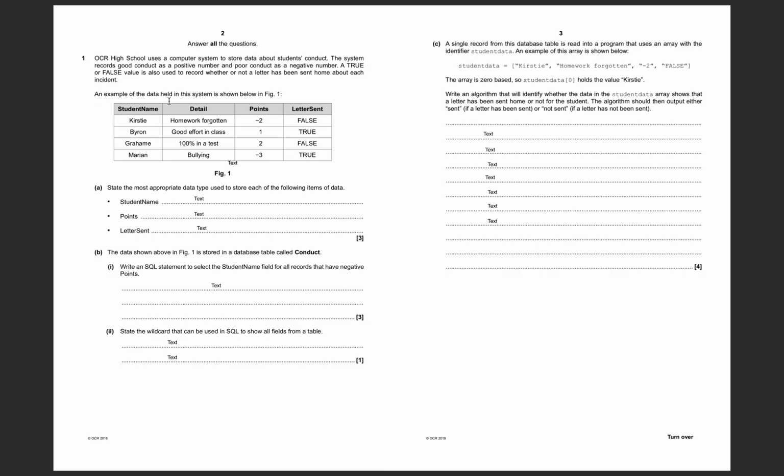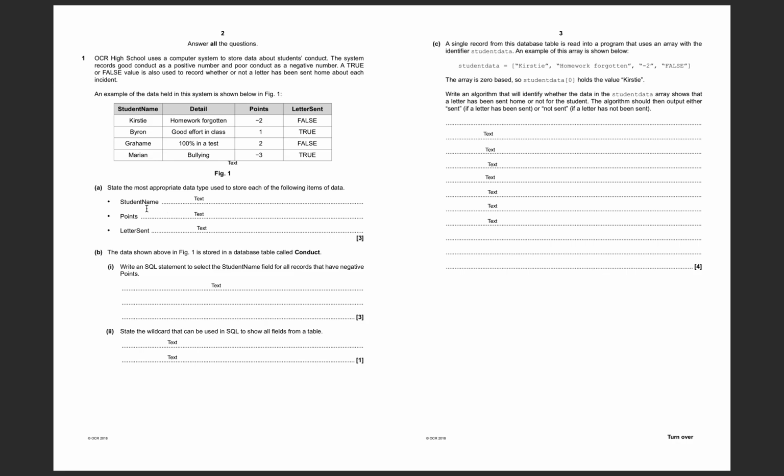An example of the data held in this system is shown below in Figure 1. So Figure 1 is a table and it has 4 columns or 4 fields, and it has 4 rows or 4 records. The columns or the fields are student name, detail, points, letter sent. So it asks, state the most appropriate data type used to store each of the following items of data.